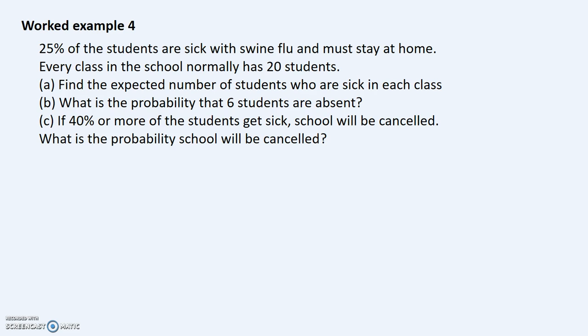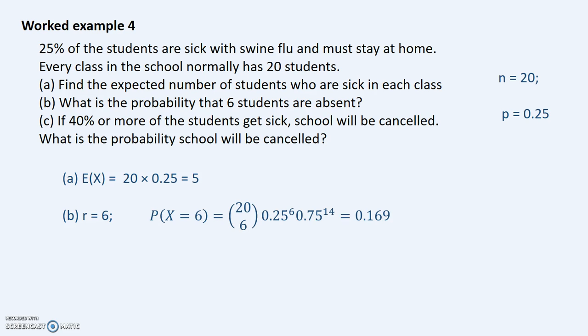Last example, we've got swine flu and 25% of students are sick and they have to stay at home. Every class in the school normally has 20 students. Find the expected number of students in a class who are sick. So that's just 25% of 20. What's the probability that 6 students are absent? Well, R equals 6, and we just use our formula. 20 combination 6, 0.25 to the 6, 0.75 to the 14. Again, that's 6 students sick, 14 students not sick, and the number of ways that can happen. Or use binomial PDF on your calculator.